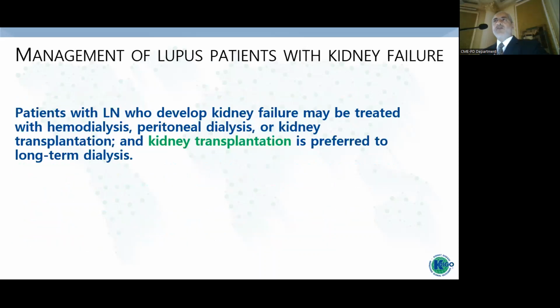Management of lupus with kidney failure. When the patient with lupus reaches end-stage renal disease, the available options for replacement are either hemodialysis or peritoneal dialysis, but kidney transplant is usually the preferred long-term treatment for such patients.